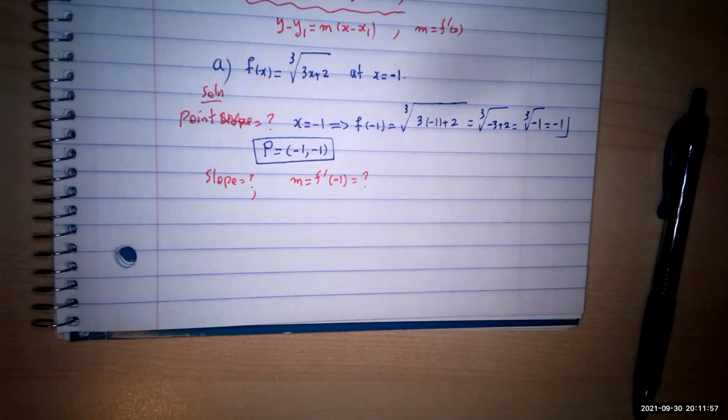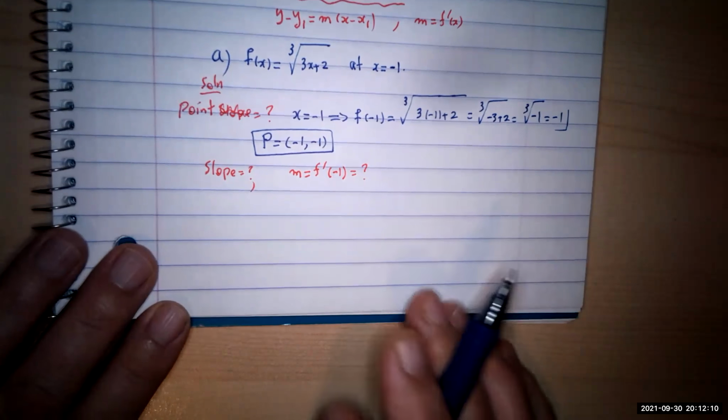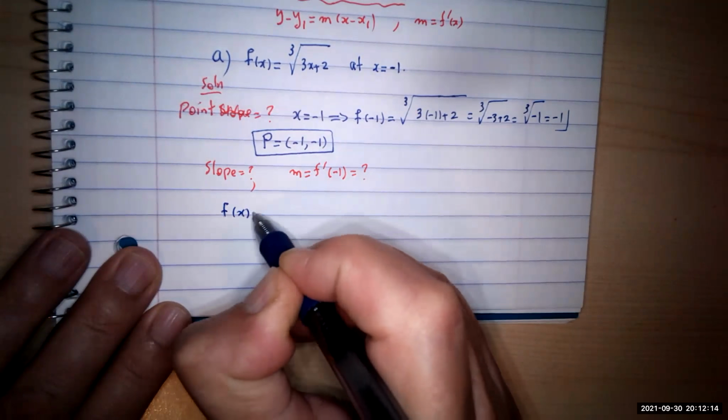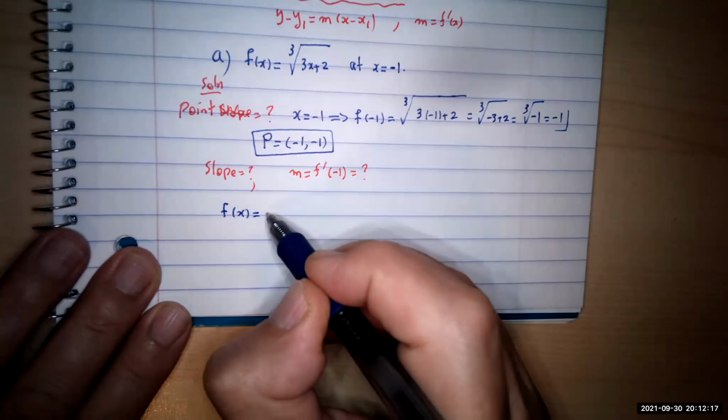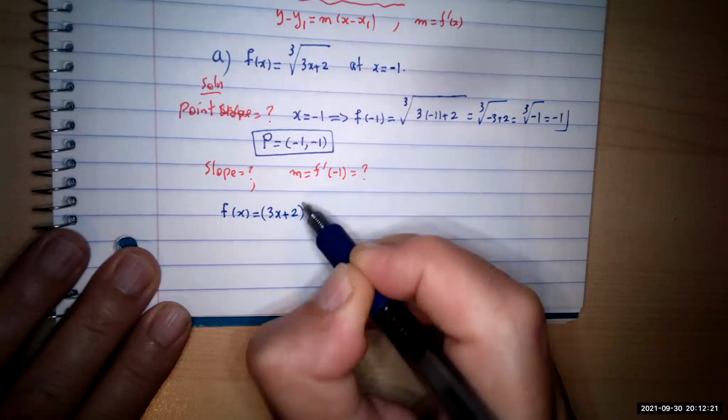The second problem is going to be a rational function. Then you have to apply the quotient rule to get it. Okay, so that's the topic of this one. So let's work on the derivative of the function. What we have to do is rewrite the function first. f of x equals, we rewrite it as 3x plus 2, everything to the 1/3.